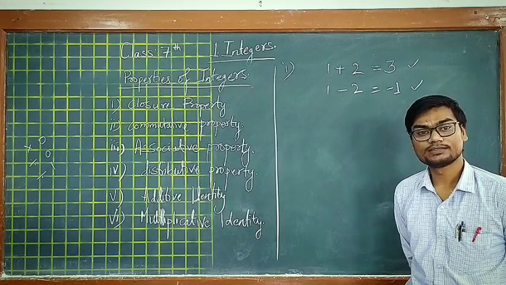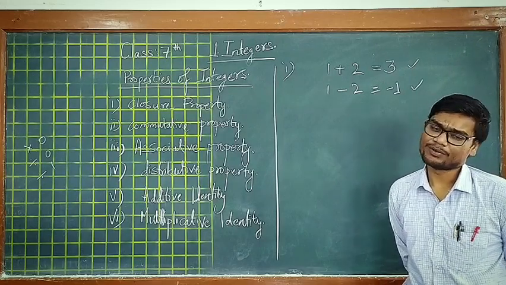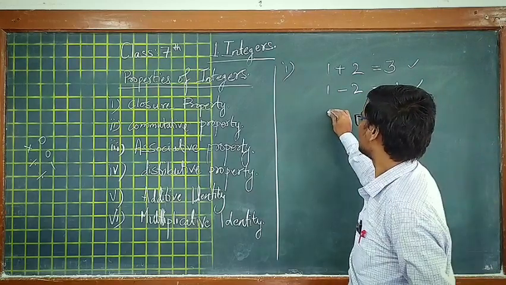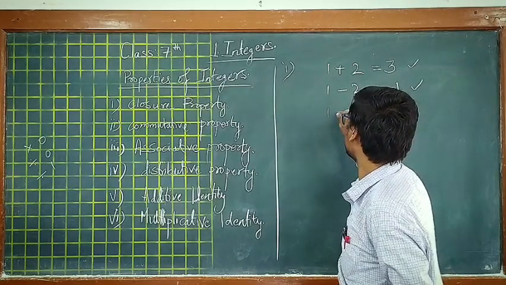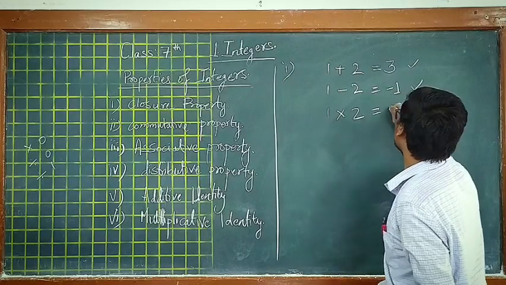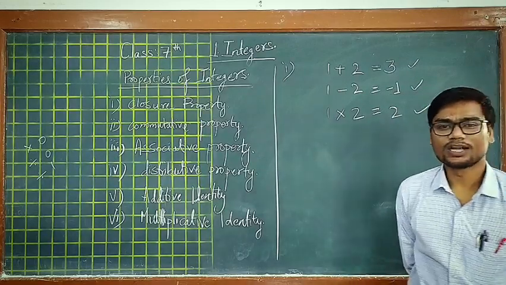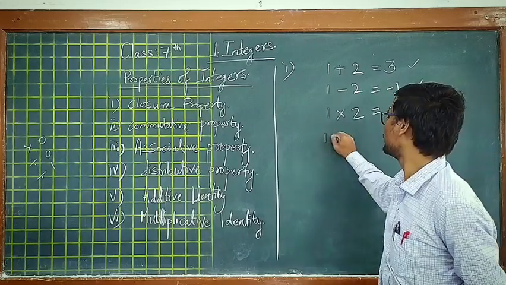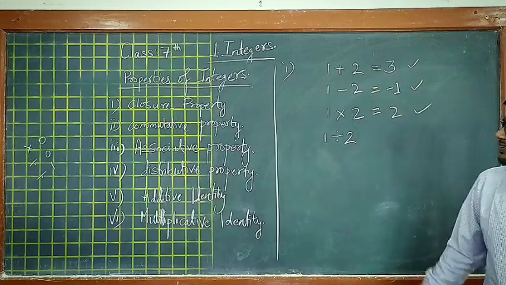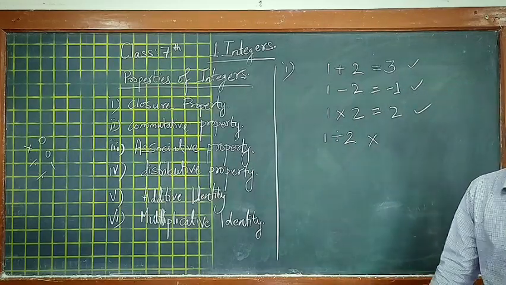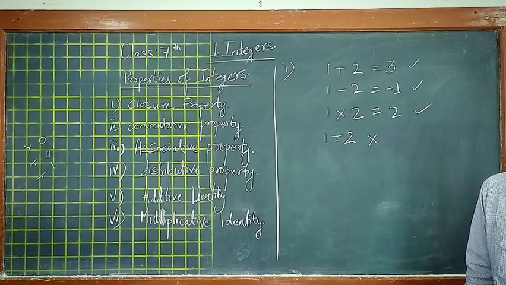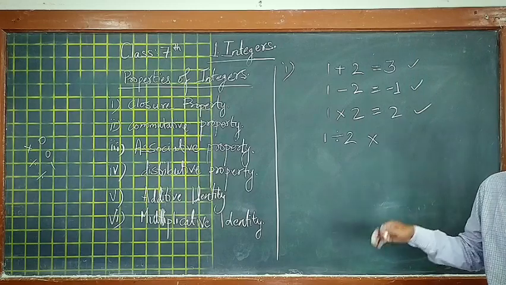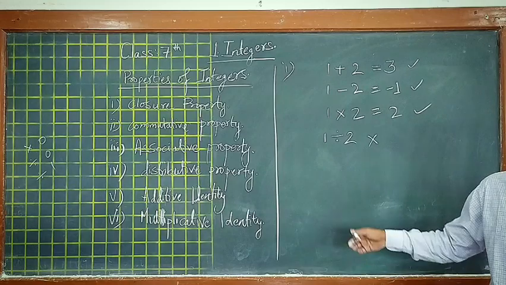What about multiplication? Do we get an integer when we multiply two integers? Let us check. Let us multiply 1 and 2. We get 2, which is an integer. What about division? Let us divide 1 by 2. This type of number is not an integer. Therefore, division is not closed in integers.